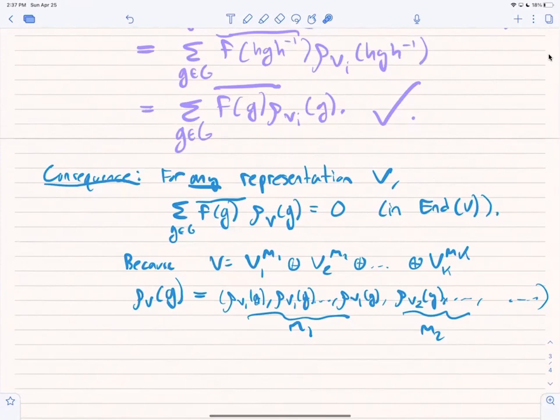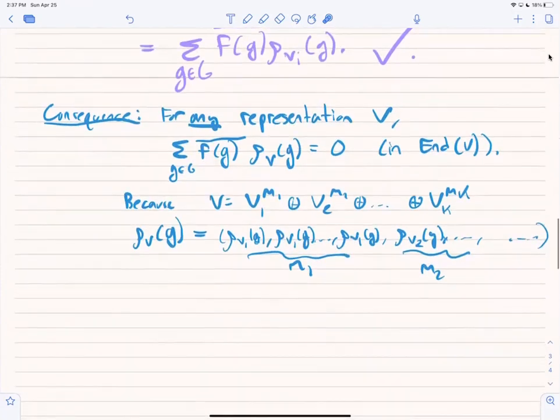Okay, and when you write out this linear combination of rho V of g over all g, you just expand out in each of these terms, and in each of these terms you get 0. So that tells you that this is the 0 endomorphism on any representation.